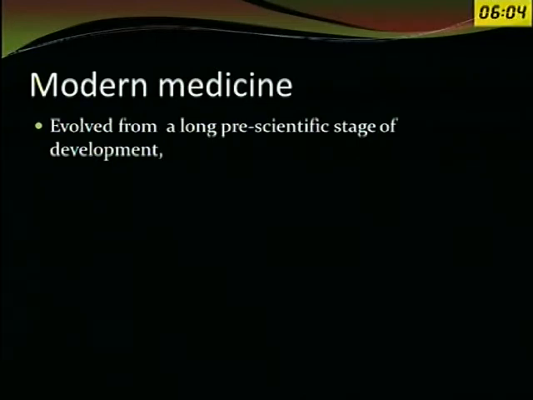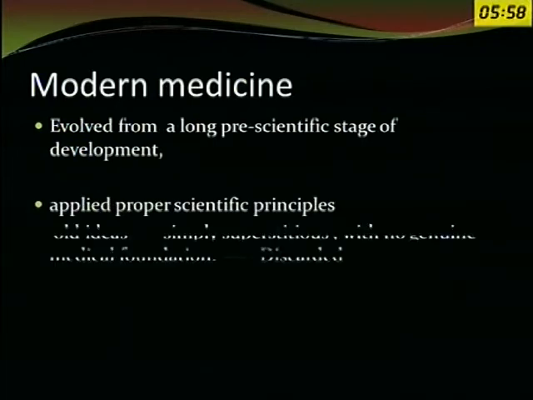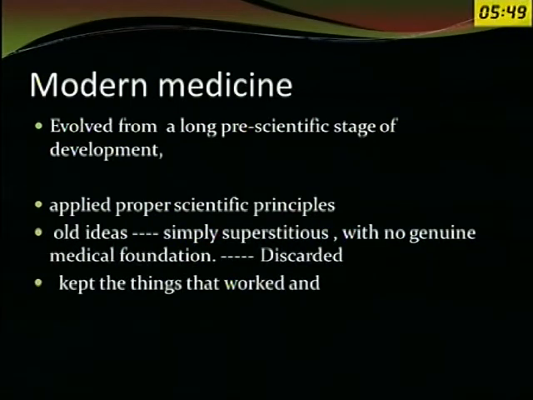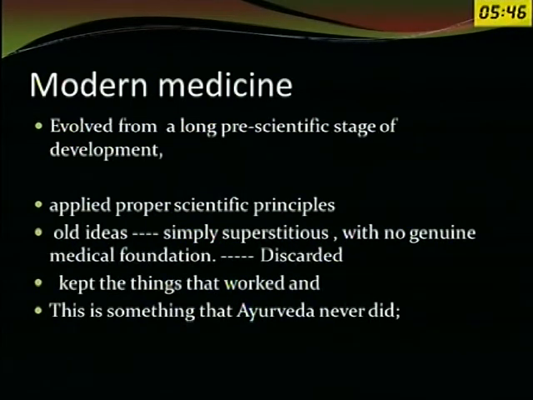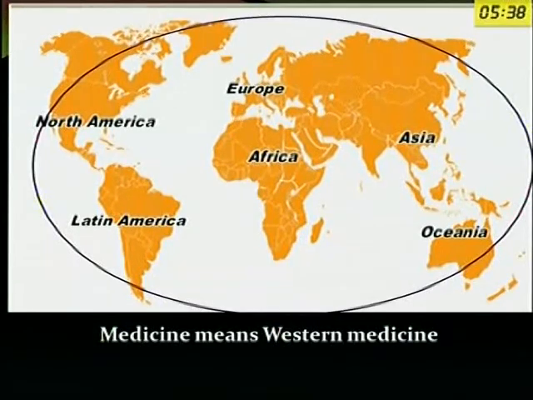While modern medicine has evolved from a long pre-scientific stage of development, they continued to apply proper scientific principles. They discarded all those ideas which were superstitious and had no genuine medical foundation. They discarded all old ideas, and they kept the things that worked. And that is something Ayurveda never did. And that's the reason Ayurveda remains in its original pre-scientific stage, while Western scientific medicine has advanced. And the end product is that today medicine means Western medicine; the rest are alternative medicine.